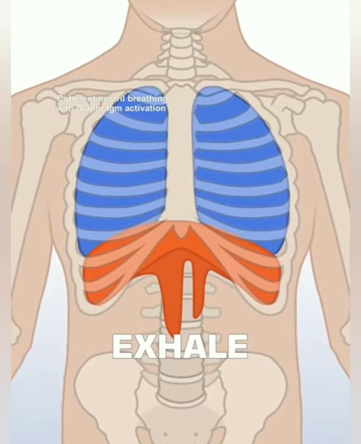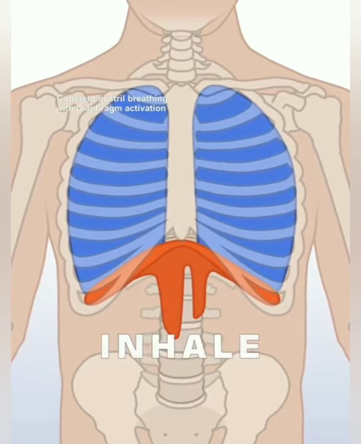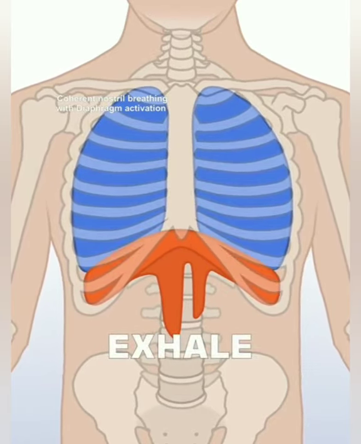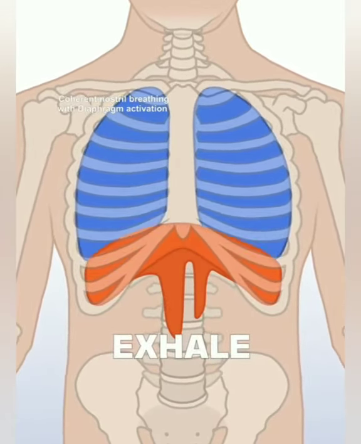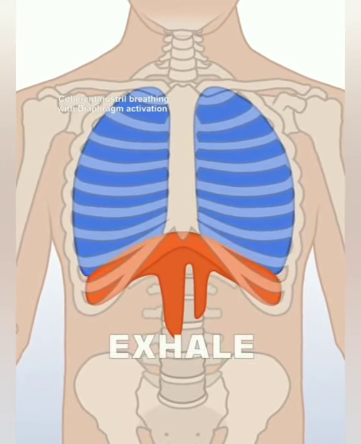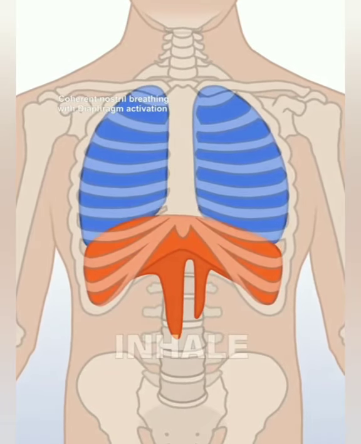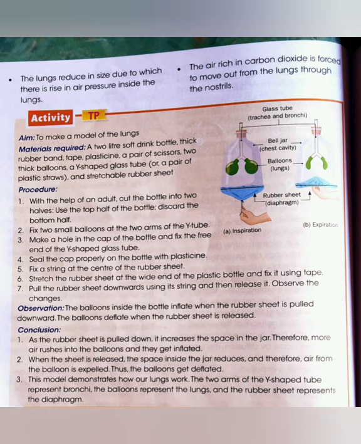Next is exhalation, means the process by which air rich in carbon dioxide rushes out of the lungs through the nostrils. In this process, the opposite thing happens. The changes that take place during exhalation are that the rib cage moves downward and inward, the diaphragm arches up acquiring a dome shape, and the volume of the chest cavity decreases. The lungs also reduce in size, due to which there is a rise in air pressure inside the lungs, and the air rich in carbon dioxide is forced to move out from the lungs through the nostrils.